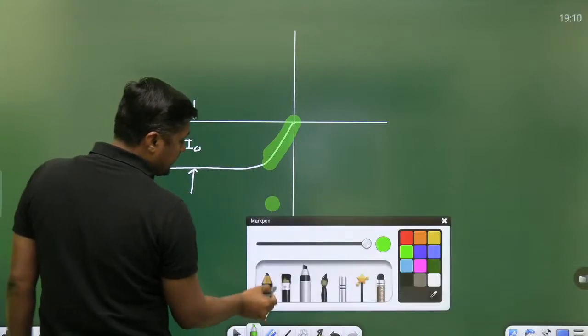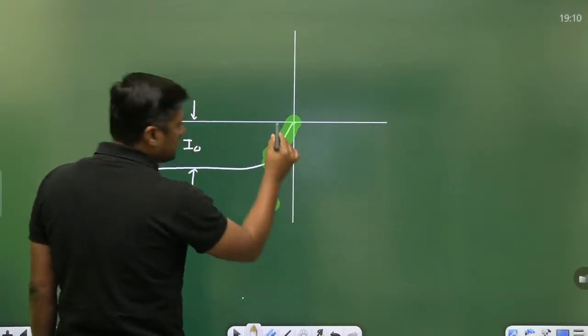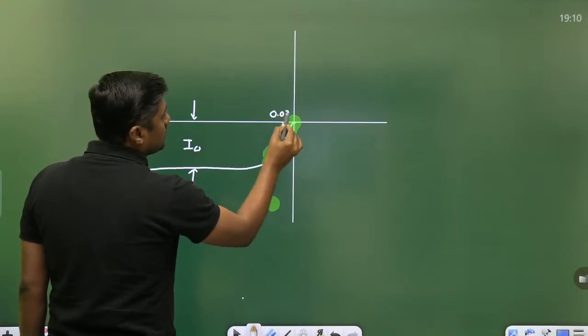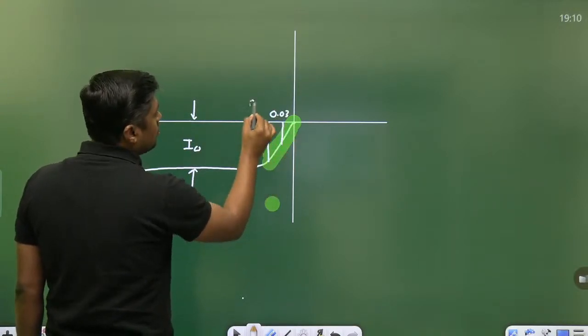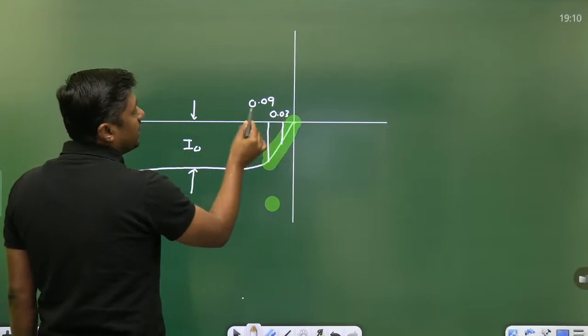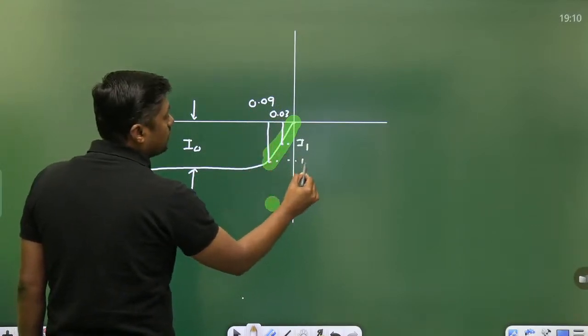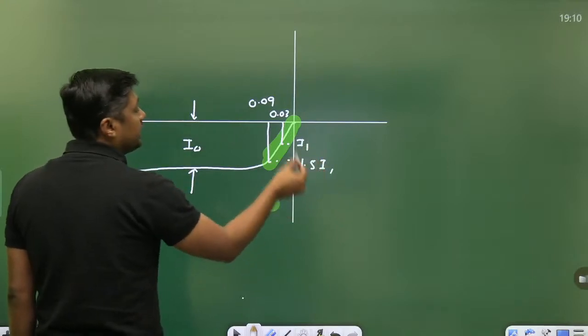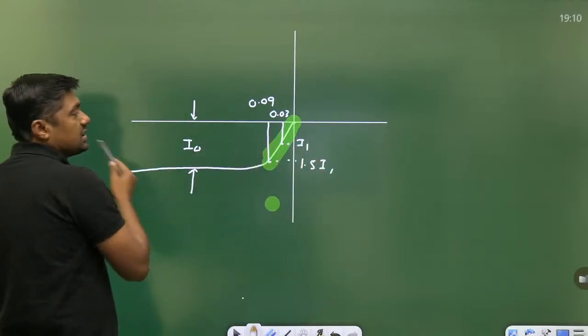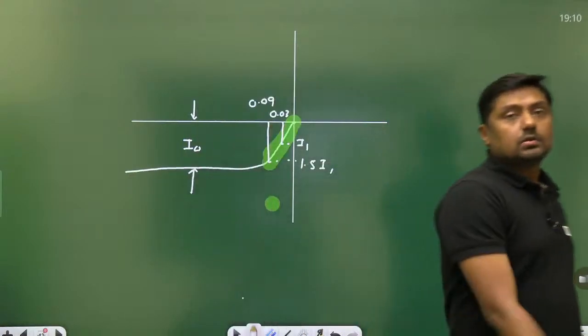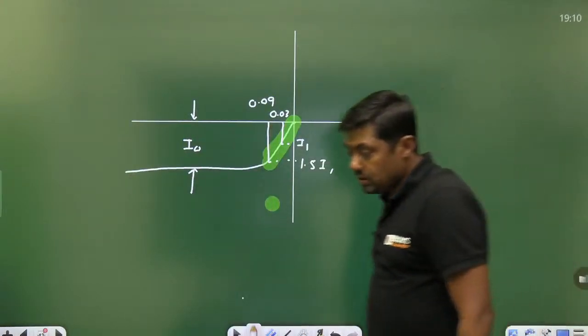So when we are increasing the voltage before saturation, initially the voltage is 0.03. Now at this point the voltage is 0.09. We are increasing the voltage. This current is I1. This current is 1.5 times of I1. Both are negative. That is the case. We are increasing. Okay, so that is the value. Next question.